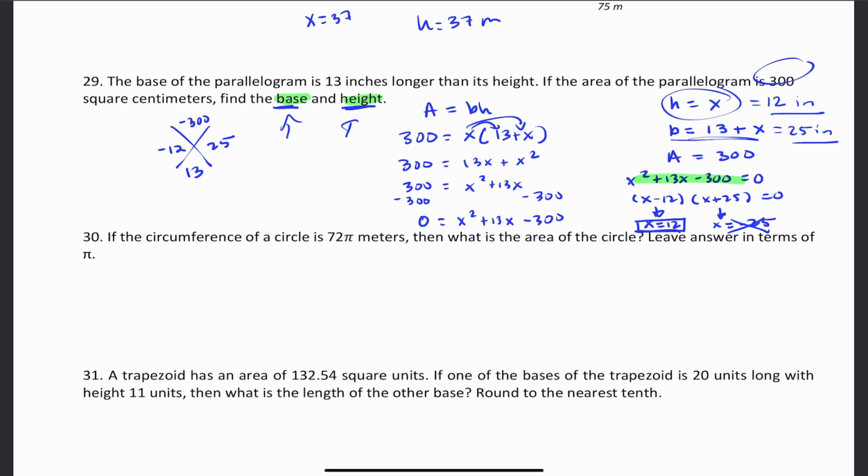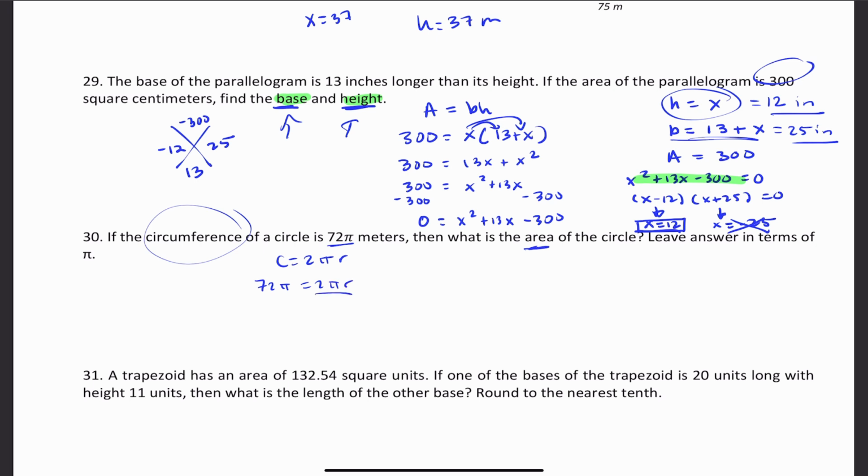If the circumference of a circle is 72 pi meters, then what is the area of the circle? Leave your answer in terms of pi. So if the circumference of a circle is 72 pi meters, okay, so the circumference is 2 pi r. And the circumference is given, it is 72 pi. All right, so 72 pi equals 2 pi r.